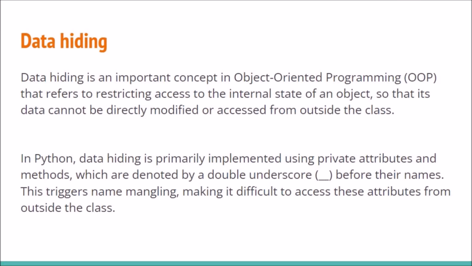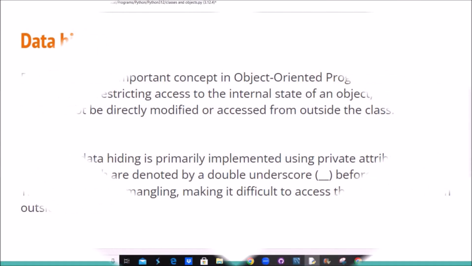and prevent unintended interference. In Python, data hiding is primarily implemented using private attributes and methods, which are denoted by a double underscore before their names. This triggers name mangling, making it difficult to access these attributes from outside the class.